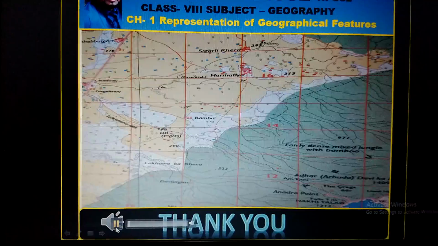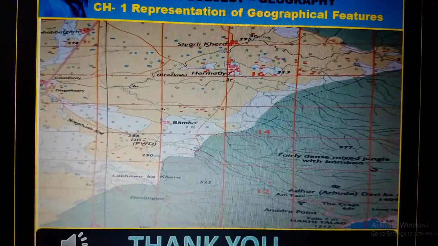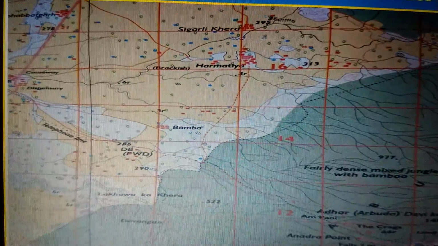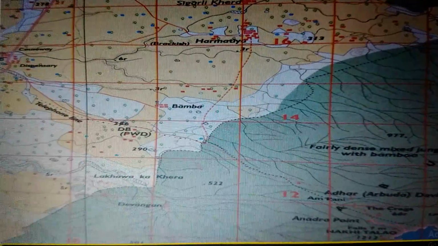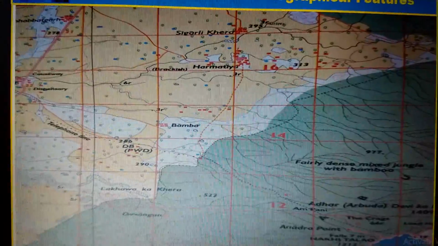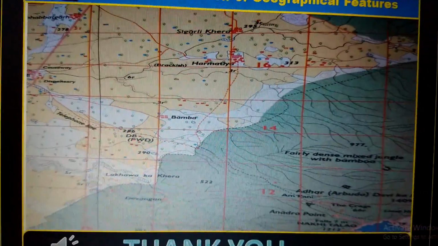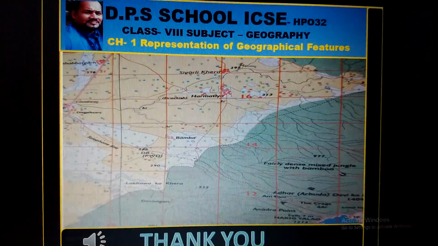Okay, so this is the map. Here you have to find out the different types of landforms and relief features with the help of the contour lines and their cross sections. I hope you will enjoy this activity, and when the school reopens we will check it out.